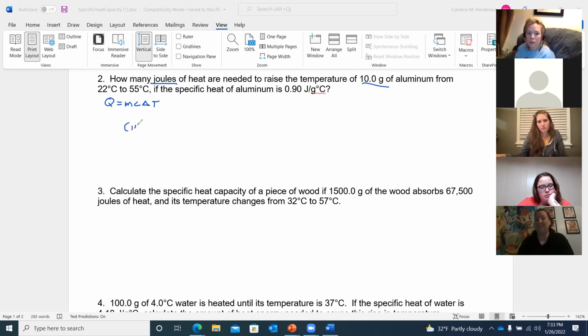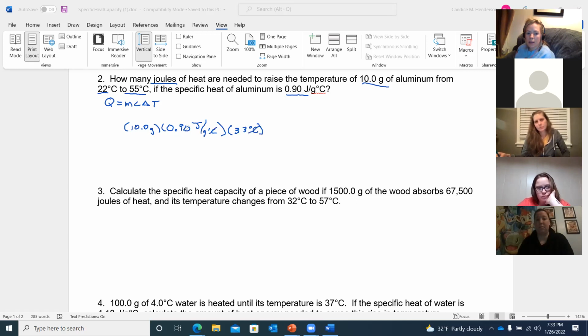The specific heat is the funky unit guy over here: 0.90 joules per gram degree Celsius. And the change in temperature is the final minus the initial, so 55 minus 22, which gives us 33 degrees Celsius.